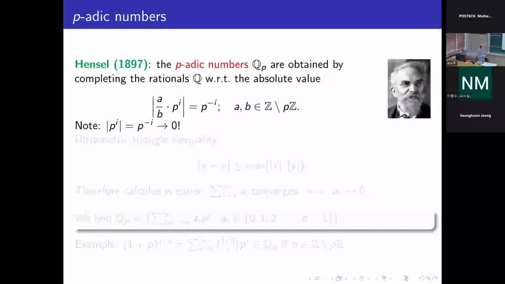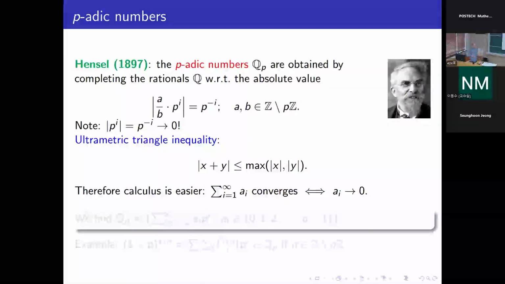We just look at the largest power of p contained in a rational number, and depending on how big that power is, the smaller the absolute value will be. So it's a bit counterintuitive, perhaps, but this satisfies all the usual properties of an absolute value. And in fact, it's better than that. It's not just an absolute value in the sense of metric spaces, but it satisfies a stronger form of the triangle inequality, namely that the absolute value of x plus y is less than or equal to the maximum of the absolute value of x and the absolute value of y, which is itself less than or equal to the sum of the absolute values.